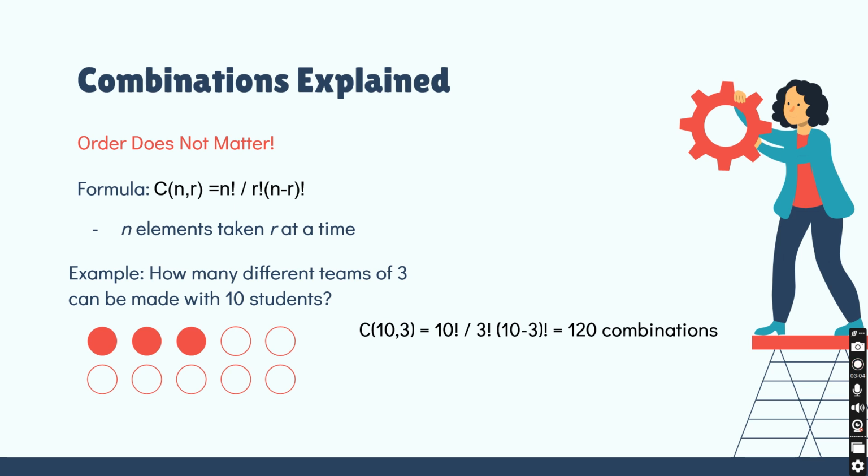This means there are 120 different combinations of selecting 3 members from 10 regardless of order. Combinations are crucial in lottery systems, statistical sampling, and team selection algorithms.